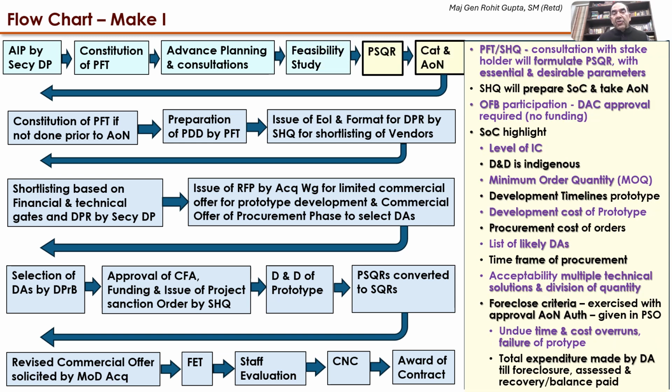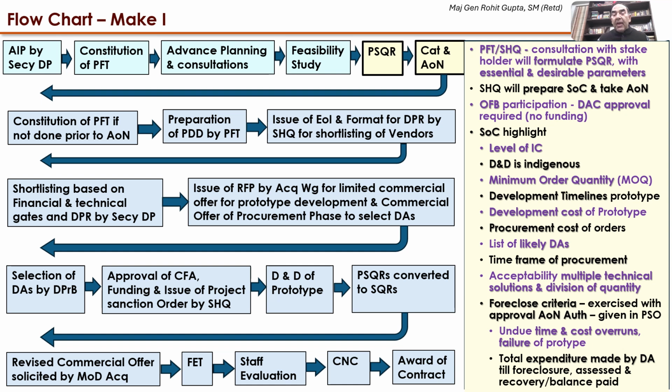I had earlier mentioned that in a Make procedure, the provisional SQR is made, and the categorization and AON is taken. Now let's have a look at it. The project facilitation team of SHQ, in consultation with the stakeholders, will formulate a provisional SQR. The provisional SQR has essential parameters and desirable parameters. Note it is provisional, it is not binding, it is for the prototype development.